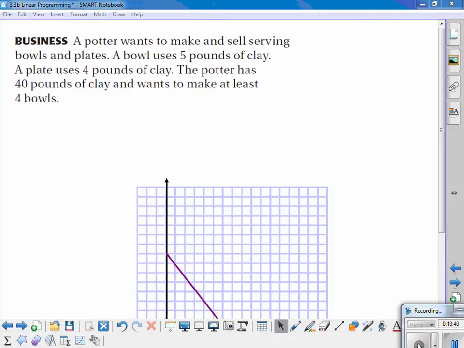Okay, so let's go through the problem that they gave us in the book. A potter wants to make and sell serving bowls and plates. A bowl uses 5 pounds of clay and a plate uses 4 pounds of clay, and the potter has 40 pounds of clay and wants to make at least 4 bowls.